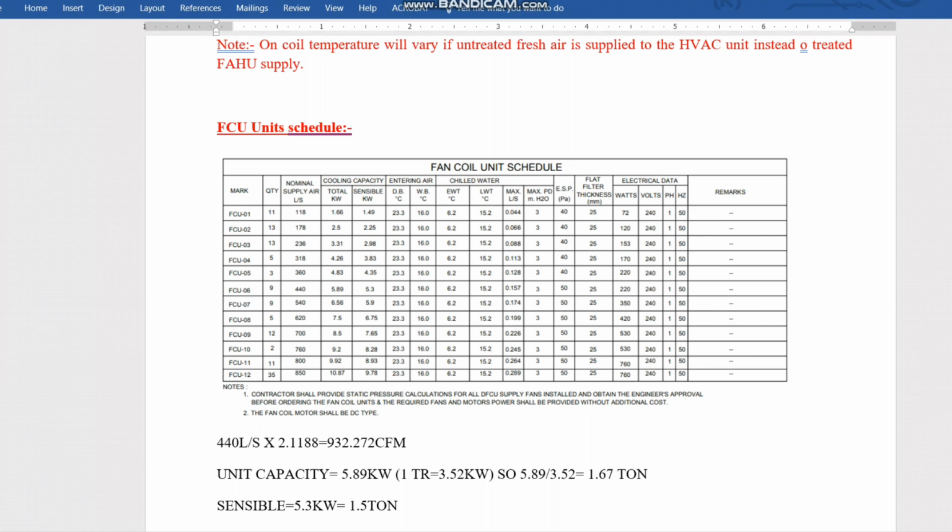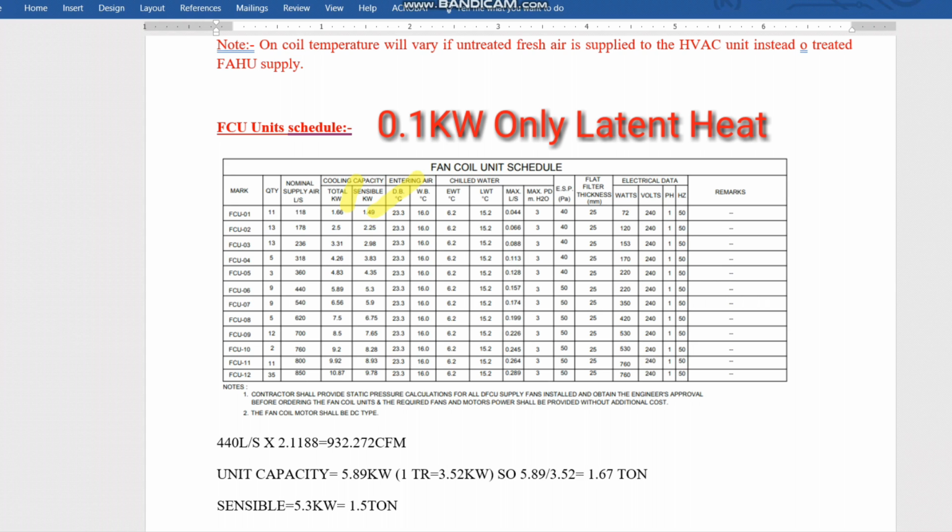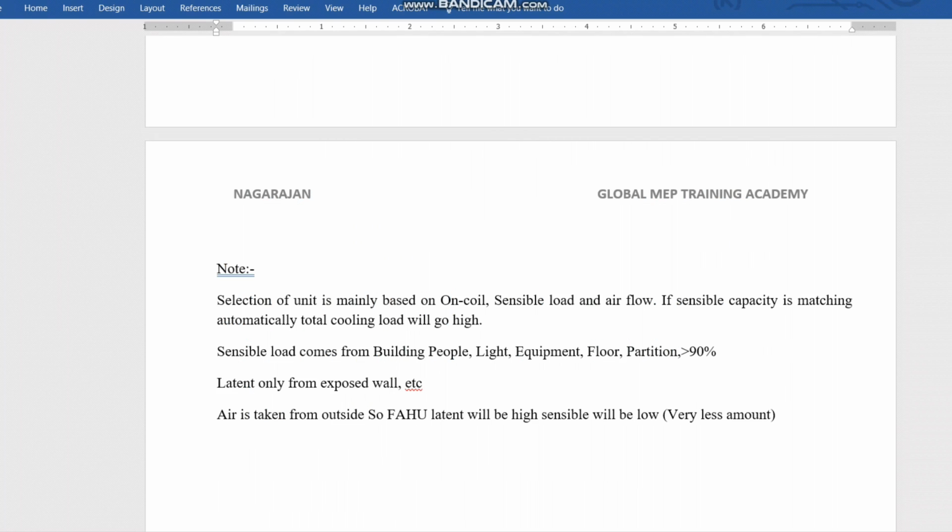You can see in our schedule also, total kilowatt 1.66, but sensible is very high, 1.49, and the remaining small amount, like 0.1 kilowatt only, is latent heat. So as I mentioned, mainly you have to focus on sensible load, on-coil and airflow rate. When you match the sensible load, automatically total cooling load will be more than the requirement. Sometimes I see people considering only the total cooling load instead of focusing on airflow. So we need to see airflow on coil, because the indoor comfort condition depends on the coil.